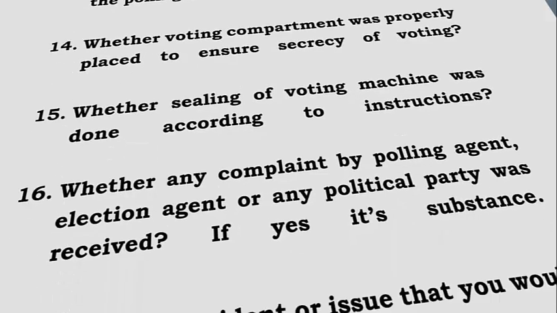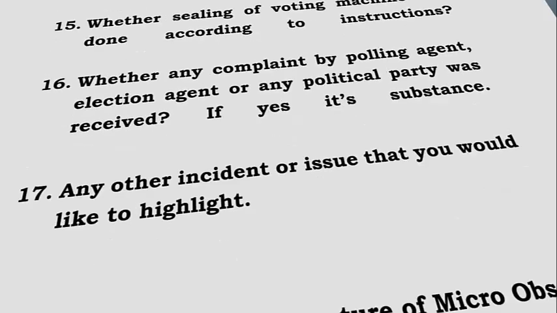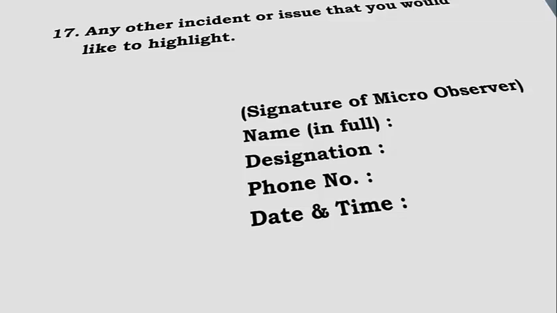Whether any complaint by polling agent, election agent or any political party was received. If yes, its substance. Any other incident or issue that you would like to highlight. This annexure should be signed by the micro-observer giving his full name, designation, phone number, date and time.